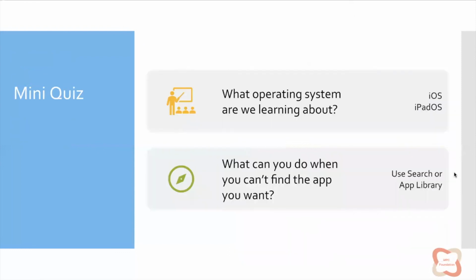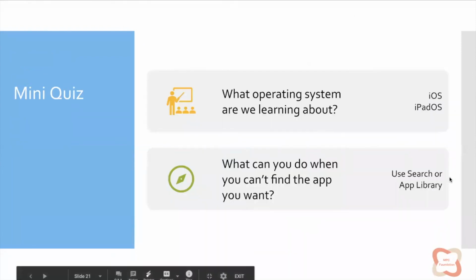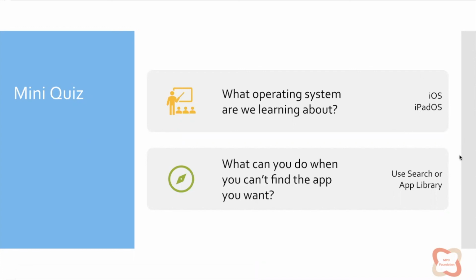Yeah, so we're actually done now. We're going to have a mini quiz, except the answers are all on here. What operating system are we learning about? iOS. Great, and what can you do when you can't find the app you want? Search. Yeah, like Allison said, you can search from the top, or you can search in your app library on the last page of your home screen.